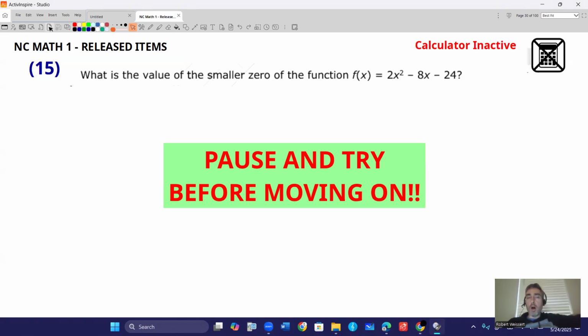What is the value of the smaller zero of the function f of x equals 2x squared minus 8x minus 24? The smaller zero. Have you tried the question? All right, we're going to go over it in 3, 2, 1.